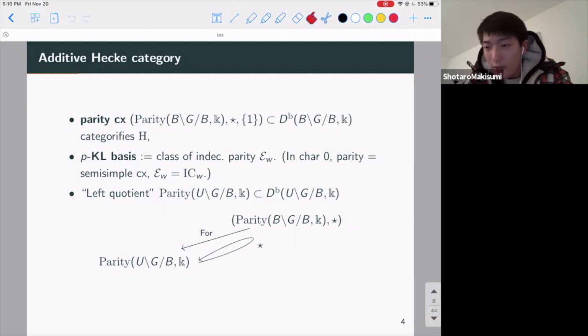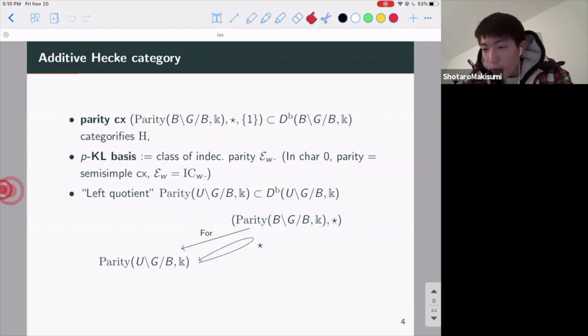So in characteristic 0, these parity complexes agree with semisimple complexes, and the indecomposable objects are just the intersection cohomology sheaves. So their classes give you the Kazhdan-Lusztig basis in the Hecke algebra. But when you take K to have positive characteristic, now you get some new basis of the Hecke algebra. And this is the p-Kazhdan-Lusztig or p-canonical basis that Tolga talked about in his talk.